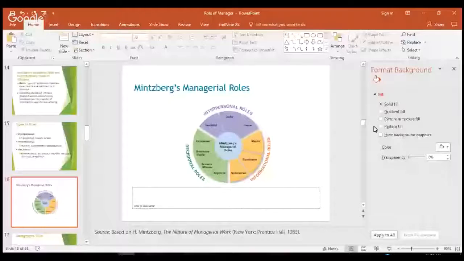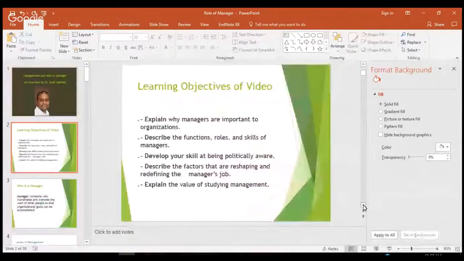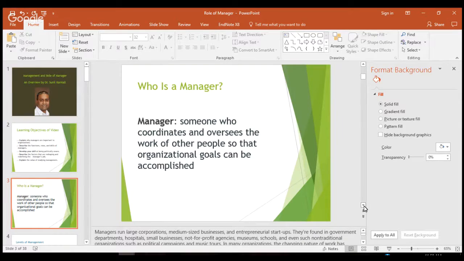We provide an overview on the roles. We look at several components as explaining why managers are important to organizations. We describe the functions, roles, and skills of managers. Develop your skills as a manager at being politically aware of your environment and the organization. Describe the factors that are reshaping and redefining the manager's job and explain the value of studying management.